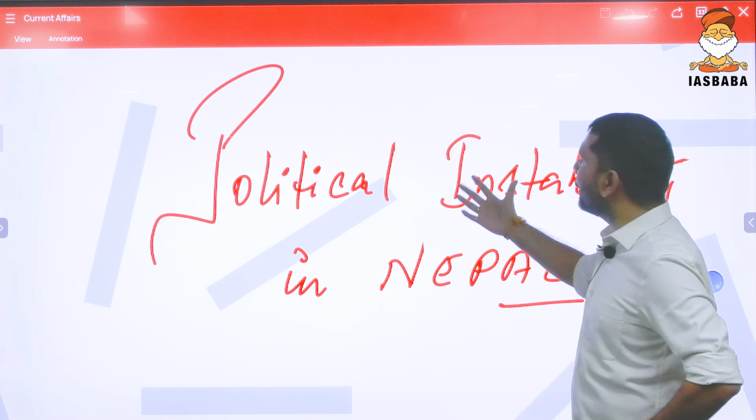And even after 2008, the restoration of democracy, when the monarchy was abolished, even after that, this thing has happened, and the new constitution also didn't help in having that political stability. You are getting my point? So this political instability is one of the reasons for the protest that is happening in Nepal.